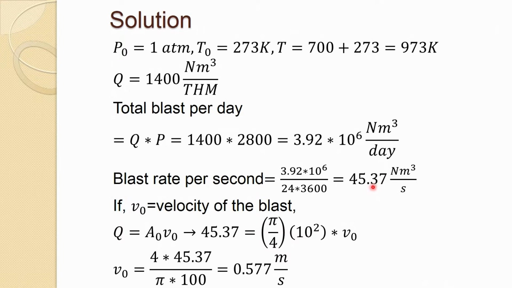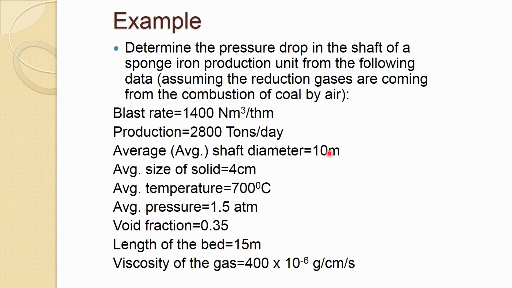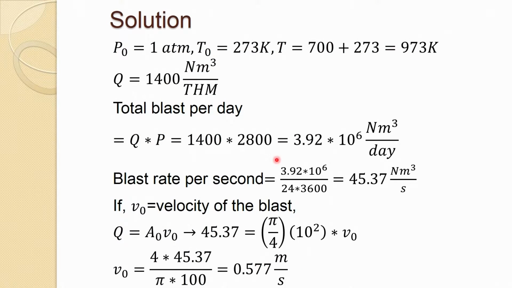Now once we know the blast rate, we can calculate the velocity, because the shaft diameter is given. So we can use this relation, we can divide by the area. Blast rate per second is nothing but the cross sectional area of the shaft times the gas velocity. So we have already calculated 45.37 normal meter cube per second, and the area is pi/4 into 10 to the power 2, the diameter is given.